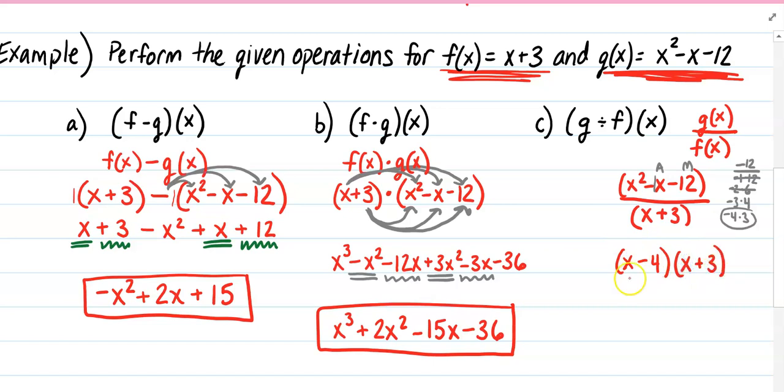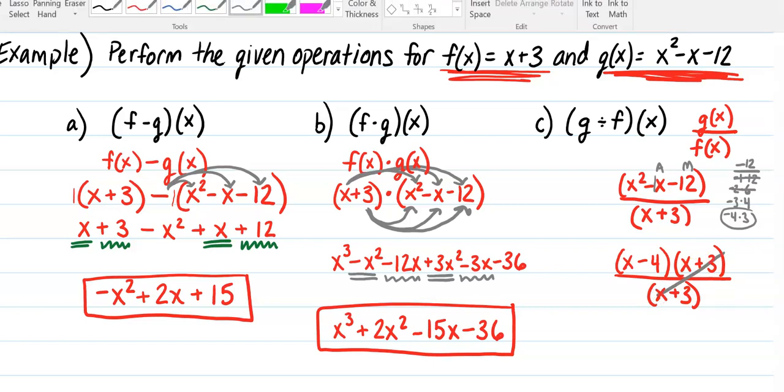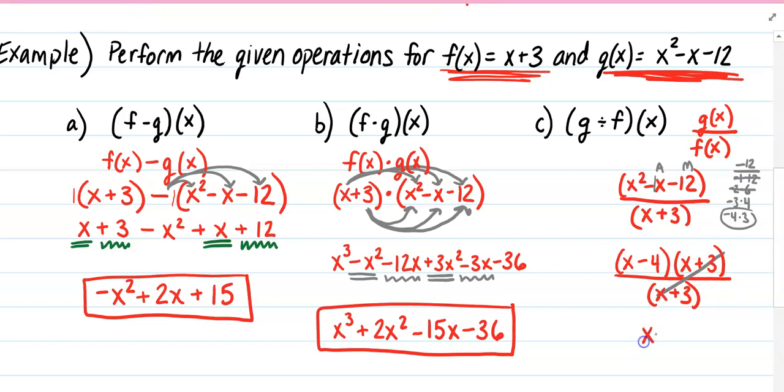Now, if there's an entire factor that's the same on top and bottom, then I'm allowed to simplify and divide those. So x plus 3 divided by x plus 3, that would just give us 1. And so I'd be left with an answer of x minus 4.